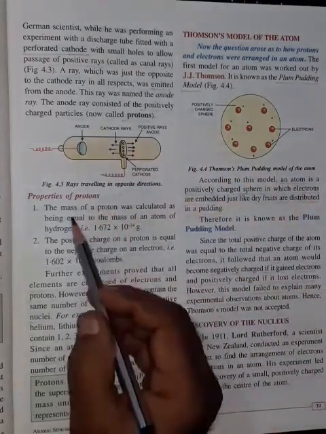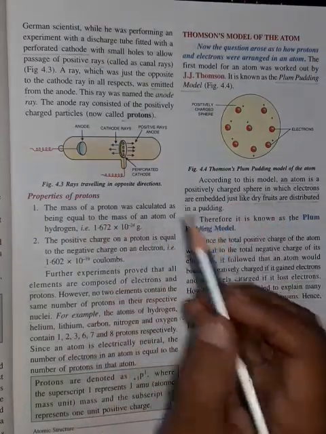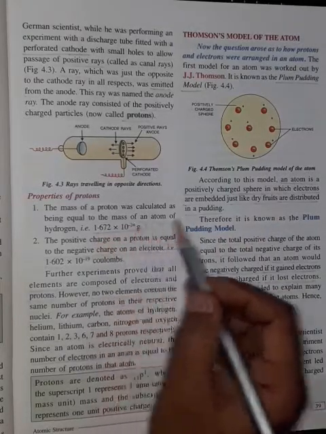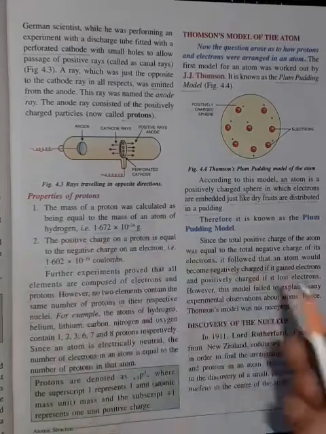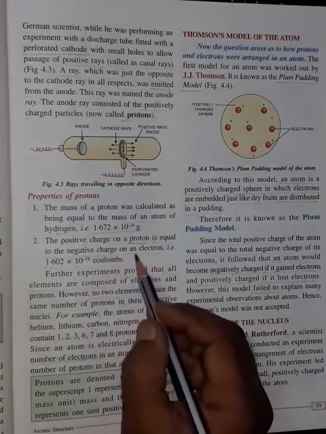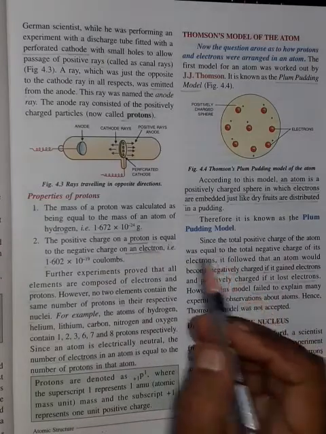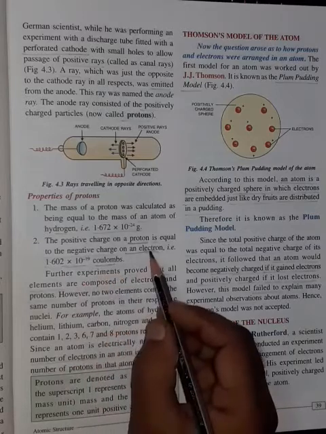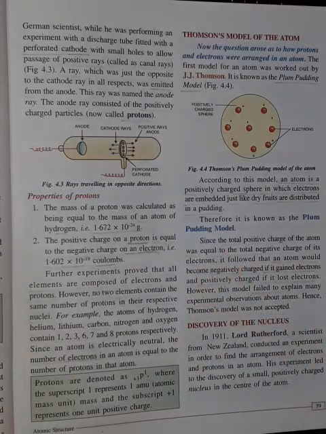Properties of protons. The mass of a proton was found to be equal to the mass of a hydrogen atom. It is 1.672 × 10^-24 gram. It is equal to the mass of one atom of hydrogen. Charge. The positive charge on a proton is equal to the negative charge of the electron. That means proton and electron both have the same charge, that is 1.602 × 10^-19 coulomb. But electron has 1 unit negative charge and proton has 1 unit positive charge.